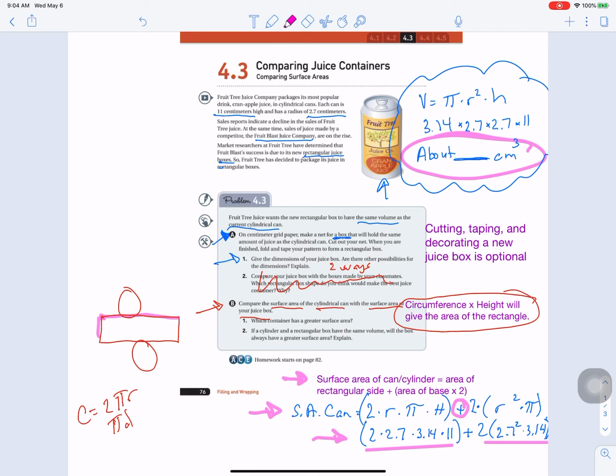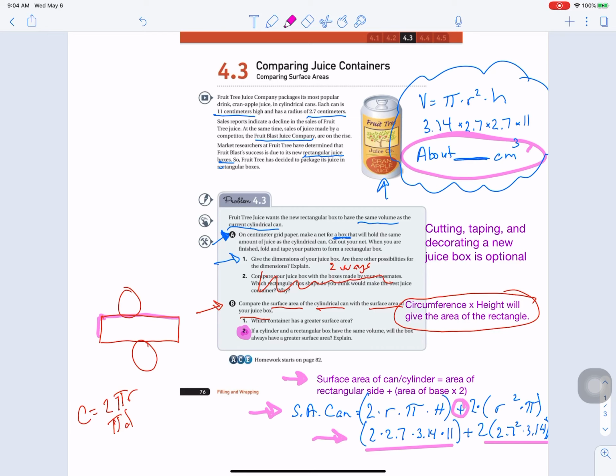If a cylinder and a rectangular box have the same volume, will the box always have a greater surface area? Explain. So once you know your answer to number 1, you can explain that for number 2. So think through that situation about what would happen.